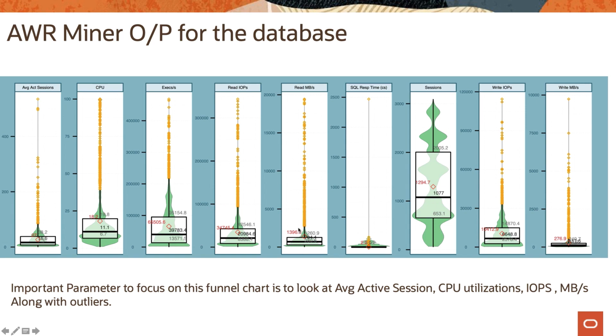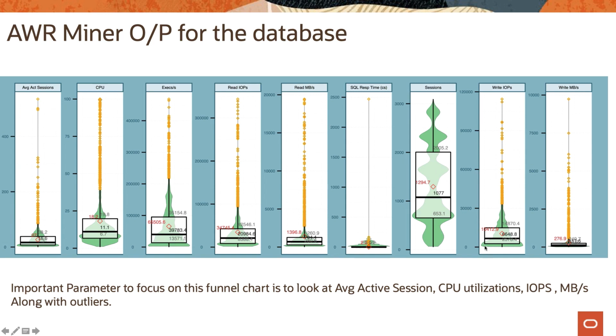And read MB per second is also less than 5,000 MB per second, so less than 5 GB. But this gives a clear idea of what can be considered from an average utilization point. Number of sessions is roughly 3,000 user sessions which are connected to this database.